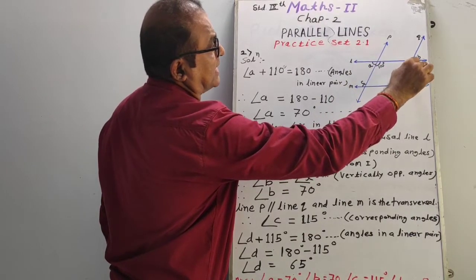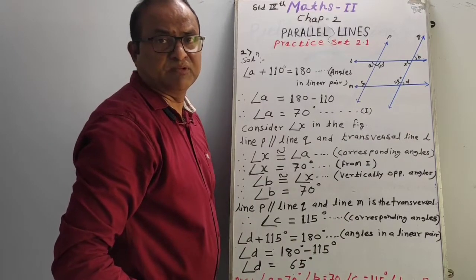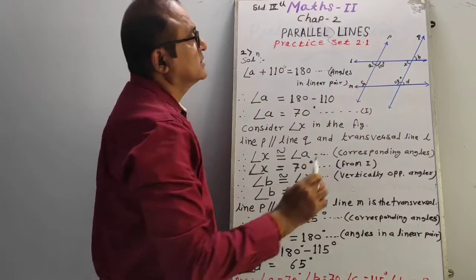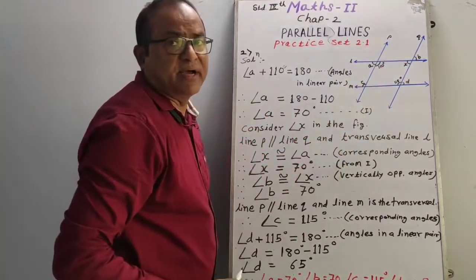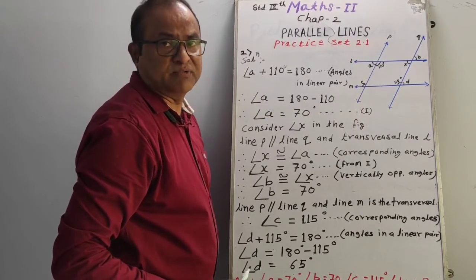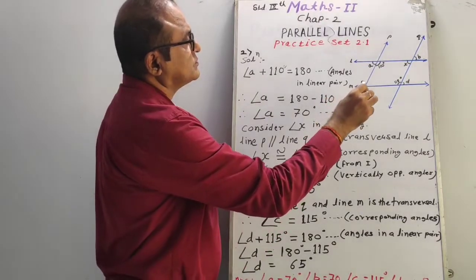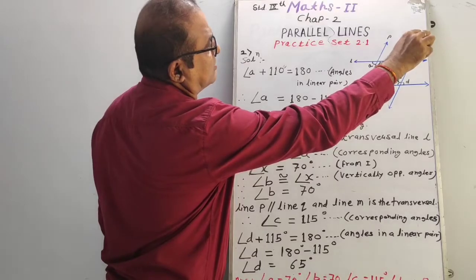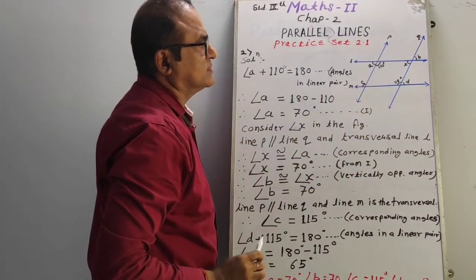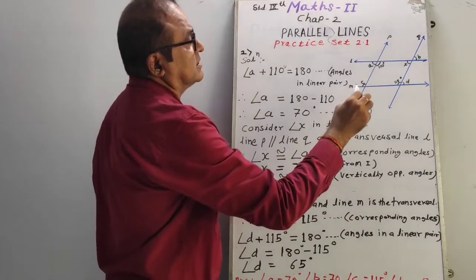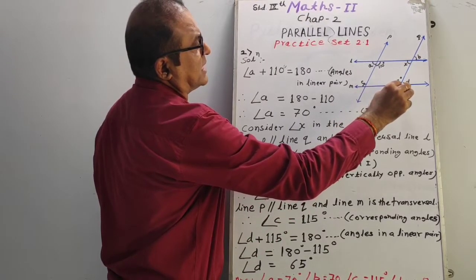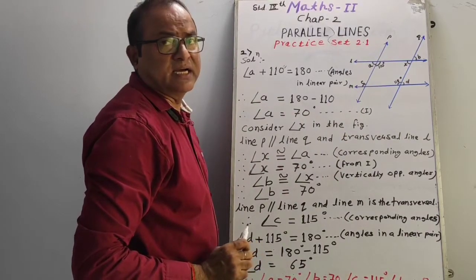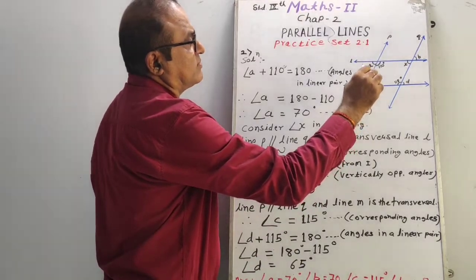Then angle X and angle B are the vertical opposite angles, and vertical opposite angles are congruent. Therefore, angle B can be found by the vertically opposite angle. Third, angle C. See in the figure, line P is parallel to line Q and transversal M. Then angle C and angle 115 are the corresponding angles, and corresponding angles are congruent. Then angle C can be found by the corresponding angle.